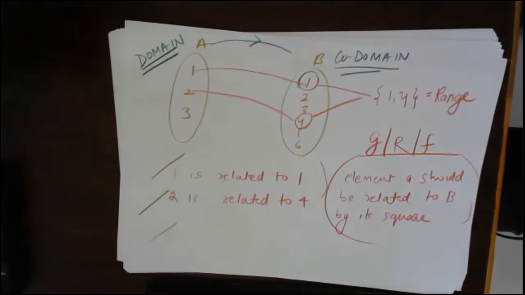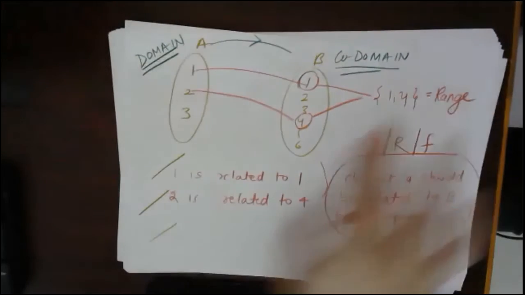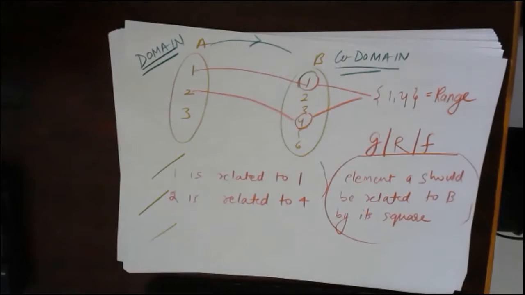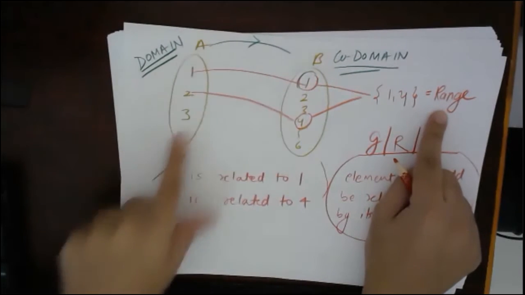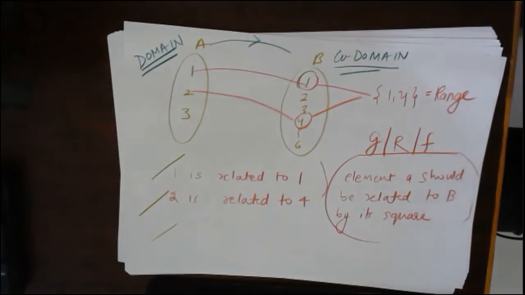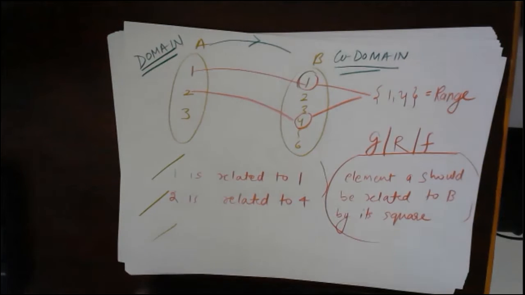Everybody understood? Domain, codomain and range, everybody understood? Yes or no? Just write it. Yes, sir, we understood. Very good. So range is only those elements which are connected with some of the elements of domain. Fine, till here everything is okay. Excellent. Let's move further.